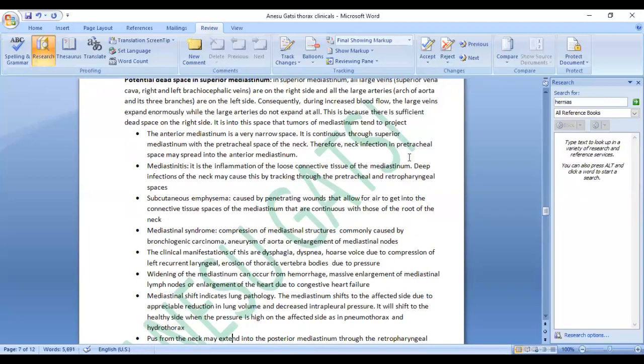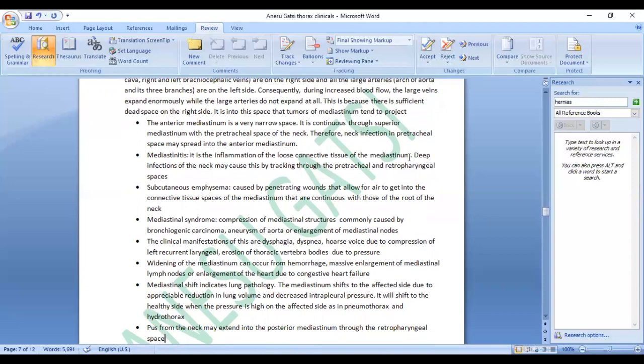Then you may have compression of the structures that you find within the mediastinum, and then you are more likely to have clinical manifestations that include dysphagia if you were to compress the esophagus, dyspnea if you were to compress the trachea, then hoarse voice if you were to compress the left recurrent laryngeal nerve. Then you may have erosion of thoracic vertebra as a result of pressure.